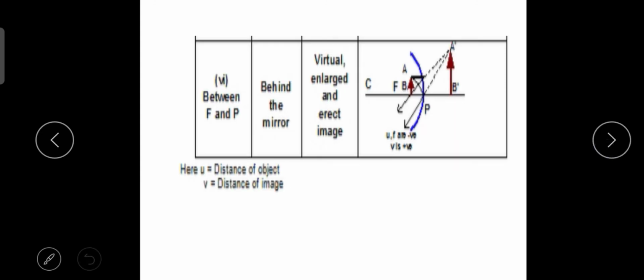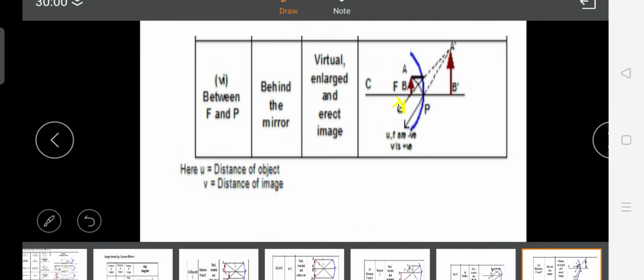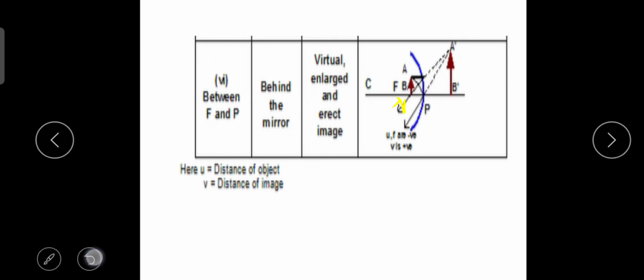Now we can move on to the next one. If we place the object in between F and P. What happens when we place it between F and P? Here you can see this is the F and this is the P. This is the pole. So F is the principal focus and P is the pole. This is the object that we are going to place there.